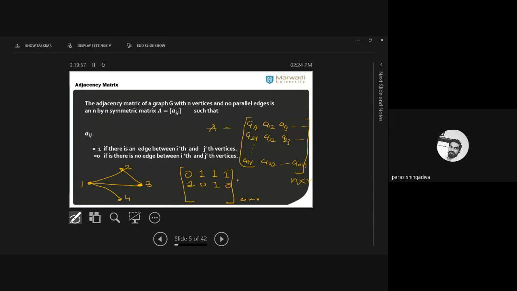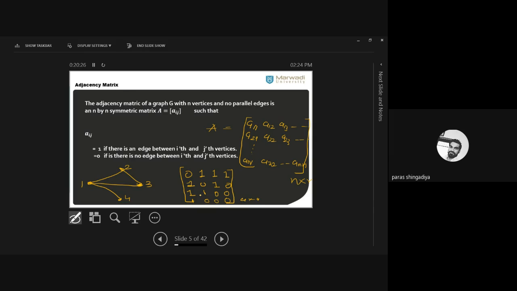Now the third row for the third vertex, A31. So 3 to 1, that is also connected. So write here 1. Then A32 is also 1. A33 is 0. And A34 is also 0. Okay, 3 to 4 is not connected. Then for the fourth vertex, A41 is 1. A42 is 0. A43 is also 0. And A44 is also 0.